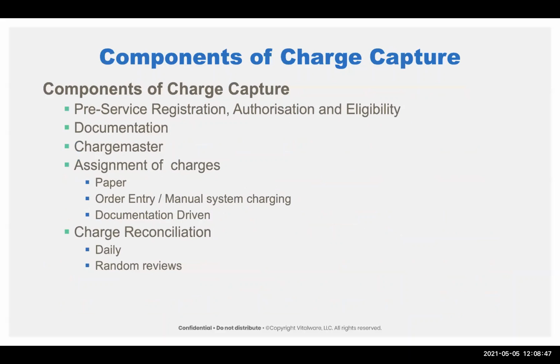Components of charge capture include the pre-services we talked about, documentation and charge master, and then the assignments of charges. And we're going to focus on that in a minute. But there are 3 preponderant methods, which are paper, the old method, the downtime system, order entry, manual charge entry, where you're actually going in and putting a charge in through order entry or picking a charge from a list and putting it in, and then documentation driven, meaning that if the physician or nurse or other provider actually documents something, then that drives the charge all the way through. Then charge reconciliation and your daily audits.